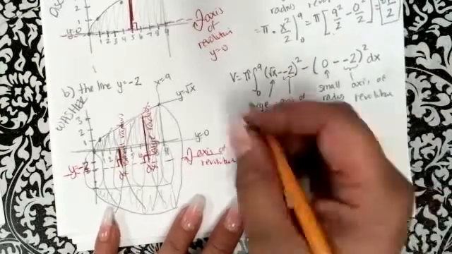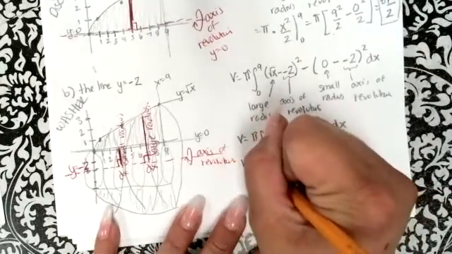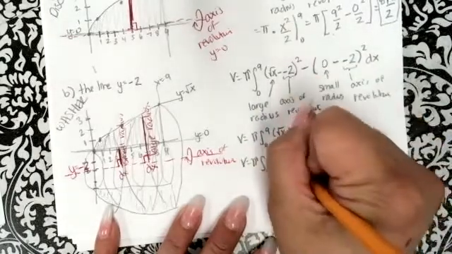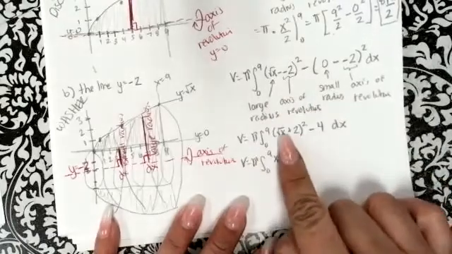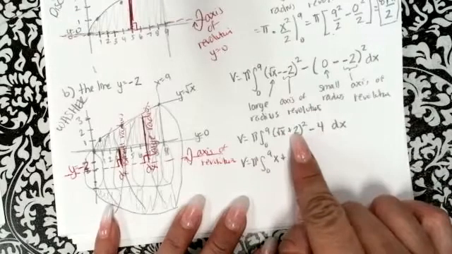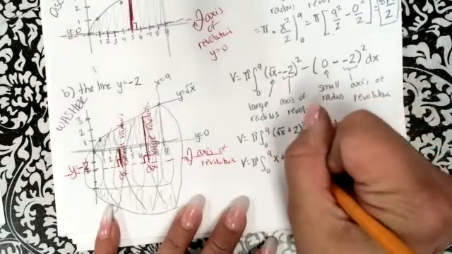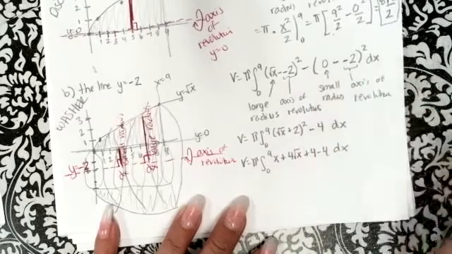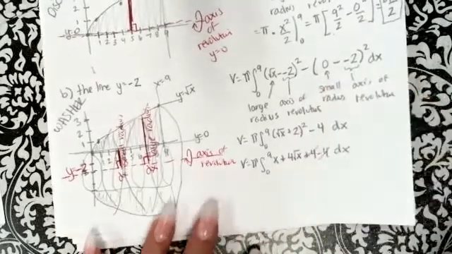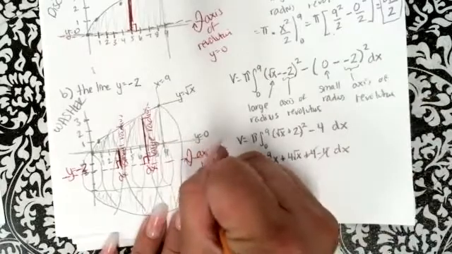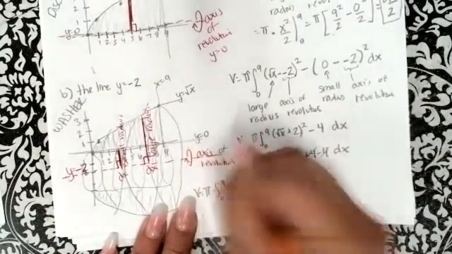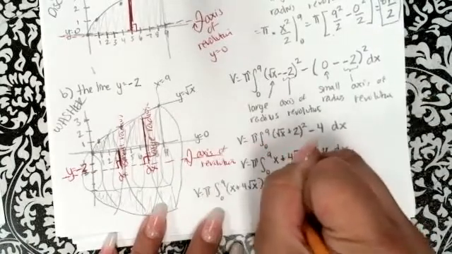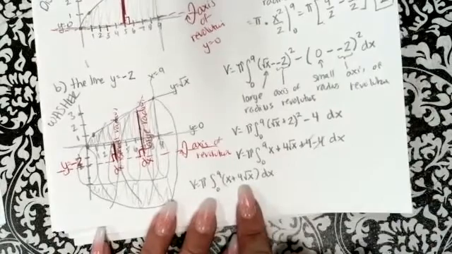When I square this out, square root of x times square root of x is just x. And then when I multiply the square root of x into 2, that's going to actually be a 4 square root of x. And then 2 times 2 is 4. Those cancel out. So that's what I'm taking the antiderivative of.